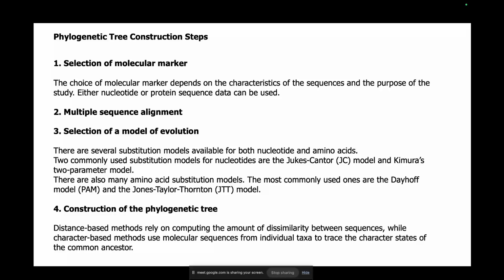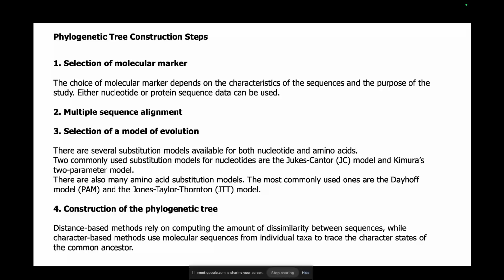In our case, we are going to look at mostly protein sequences, but you can do it from DNA sequences. You can do it from a lot of things. A phylogenetic tree you can construct from any type of data, right? Continuous data. So in our case, we select a molecular marker, and the molecular marker is protein sequence.